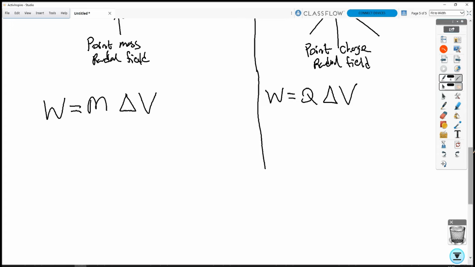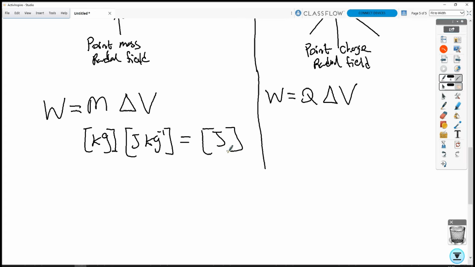And then we have units for these as well. So this is kilograms multiplied by a joule per kilogram, which gives us a joule. In the case of the electric field, we have a coulomb.